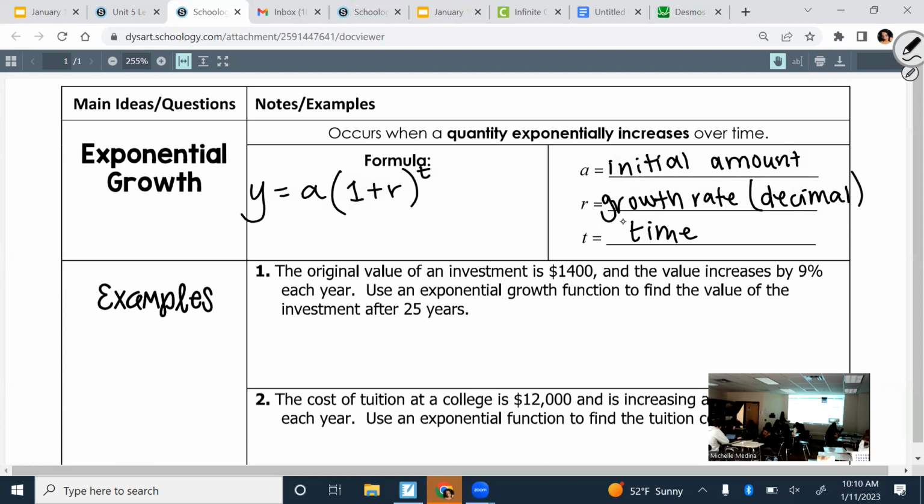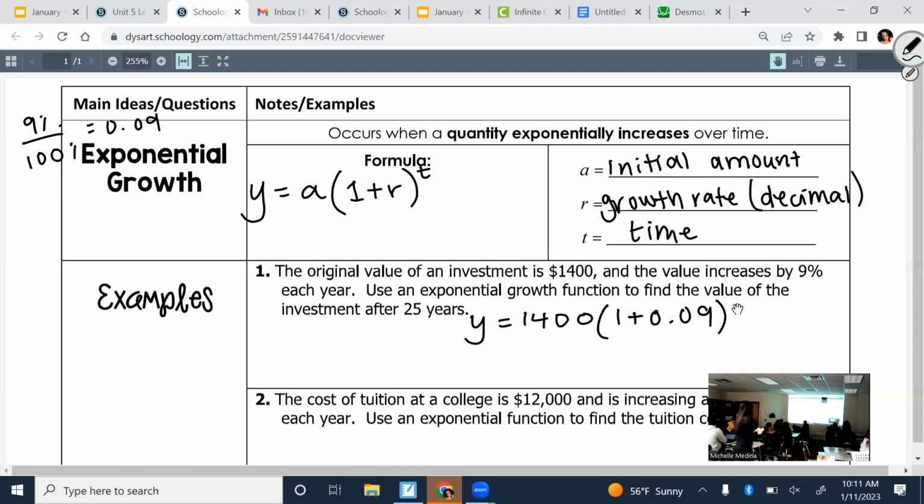So for this one, my starting amount is $1,400. In parentheses, it's 1 plus the growth rate, which increases by 9%. I have to write that as a decimal though. What is 9% as a decimal? Anyone know how to convert percent to decimals? Just divide by 100. And that gives you the decimal. So it would be 1 plus 0.09. And then to the T power, however much time has passed.